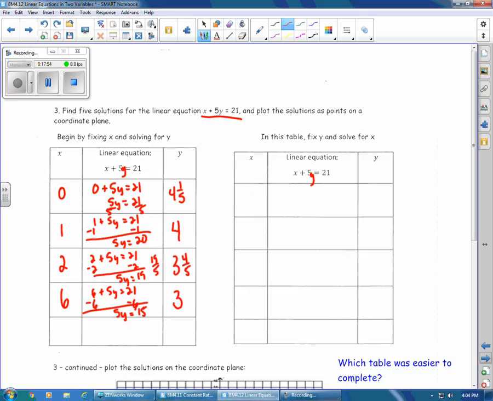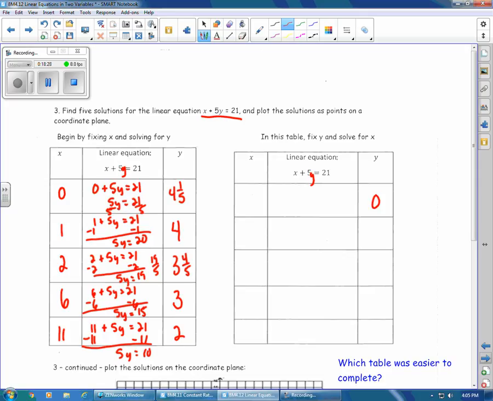So that worked. Let's see. If I take 11 away from 21, it's going to be 10. So if I have 11 plus 5y equals 21, subtract 11, subtract 11, I'll have 5y equals 10, so I know this is going to be 2. That, frankly, took a lot of brain power for me to figure out what numbers are going to give me whole numbers for my y. So let's see if maybe it's easier to fix the y and solve for x.